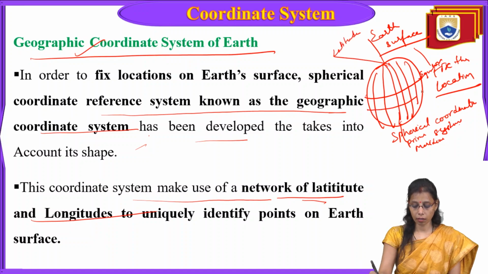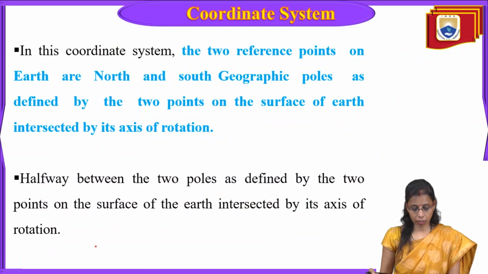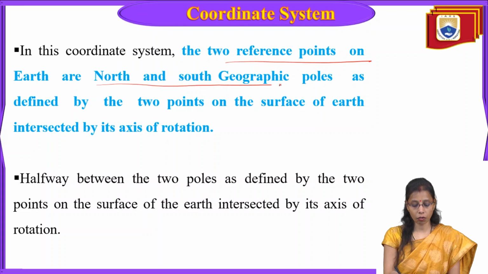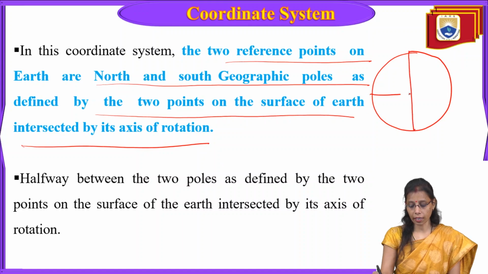And this is the longitude. So it will make use of latitude and longitude to uniquely identify points on the Earth's surface. In this coordinate system, the two reference points on the Earth are the north and south geographic poles, as defined by the 2 points on the surface of the Earth intersected by its axis of rotation. This is how the Earth looks when you assign the geographic coordinate system.